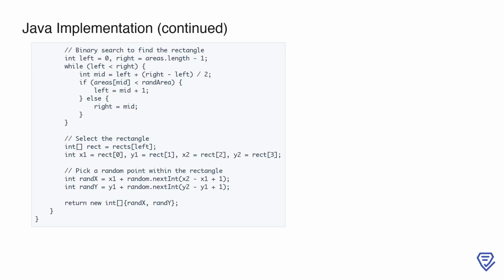Once the binary search concludes, the left pointer will indicate the selected rectangle. We then extract the rectangle's coordinates and use the random object to generate a random x and y within the rectangle's bounds. The horizontal range is determined by x1 to x2, and the vertical range by y1 to y2. Finally, we return the randomly chosen point as an array containing the x and y coordinates.